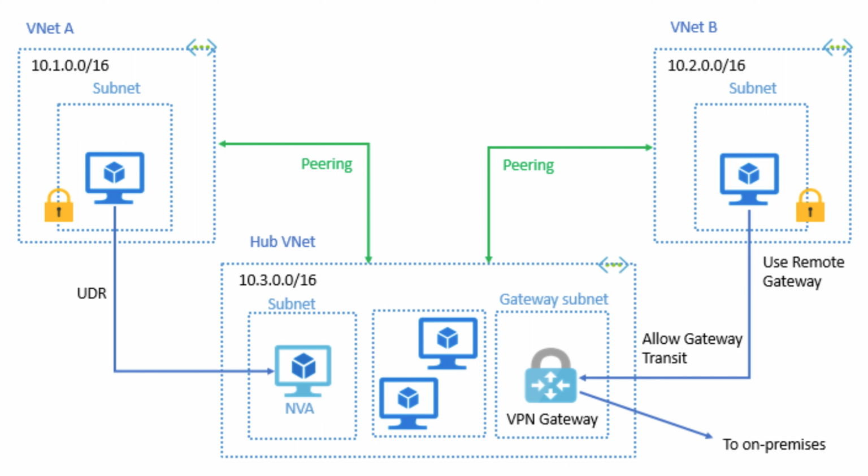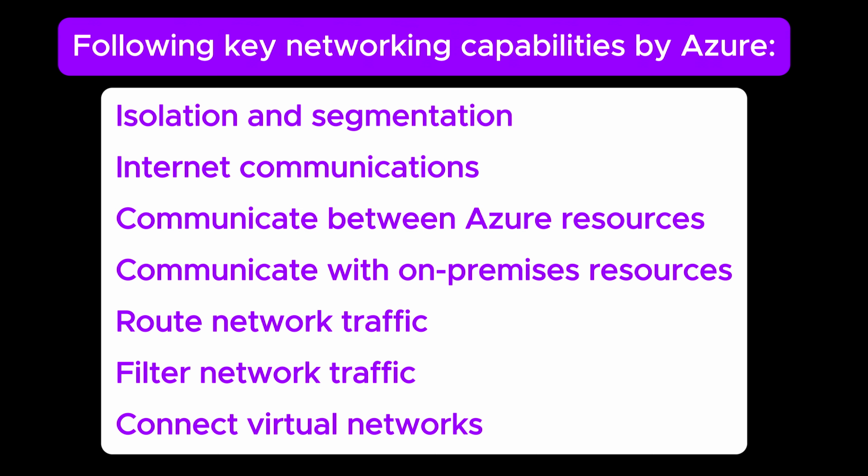Okay, now let me explain some key network capabilities of Azure, and these are isolation and segmentation, internet communication, communicate between Azure resources, communicate with on-premises resources, route network traffic, filter network traffic, and connect virtual networks. So let me elaborate one by one.